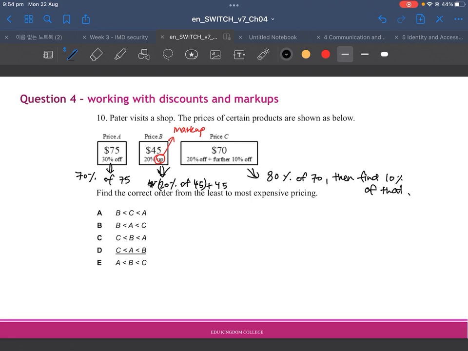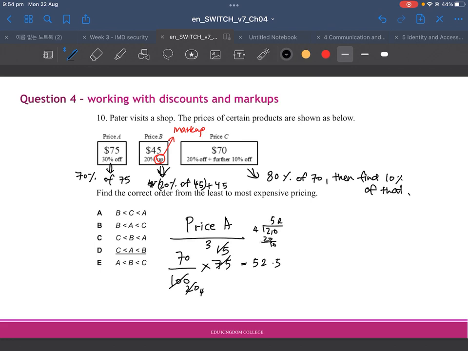Now, price A. 70% of 75, that's just 70 over 100 times 75. If we work that out, if we cancel, 21, 5, 15. We can cancel it again, 4, 3, so 210 divided by 4. This is 52.5, I believe. Let me just quickly check. 4, 5, 20, 10 to, yep, 52.5. Okay, cool. So that's that.